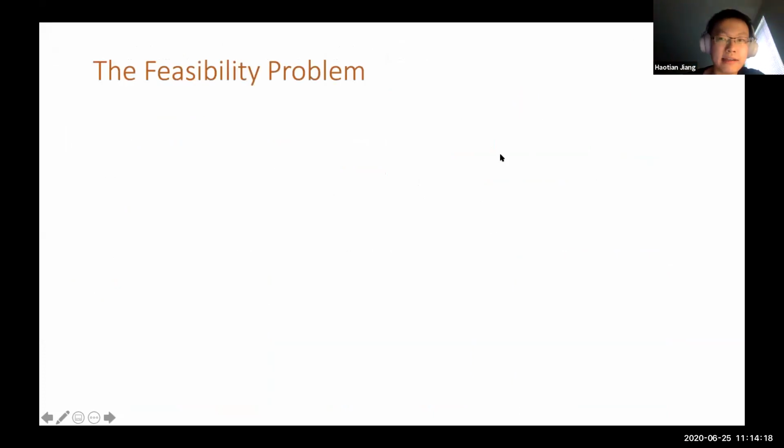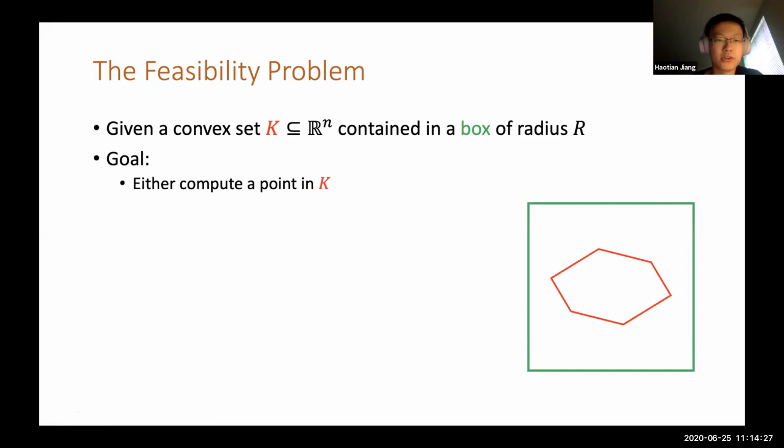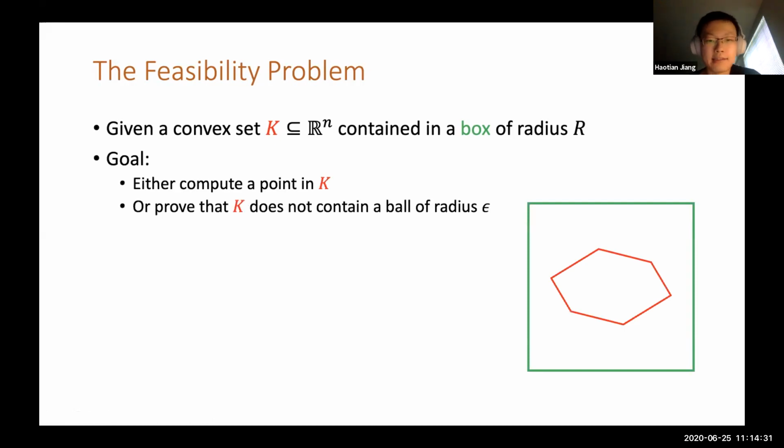So the problem we studied today is the following feasibility problem. We're given a convex set K in R^n that is contained in a box of radius R, like in the picture. Our goal is to either compute a point in K or prove that K does not contain a ball of radius epsilon.